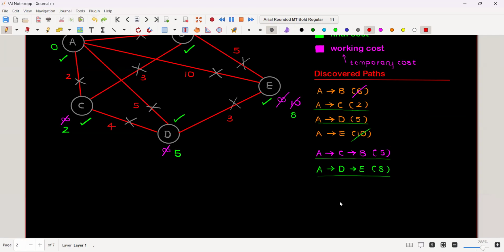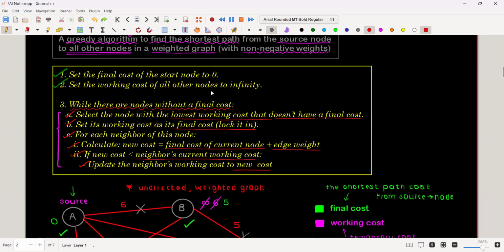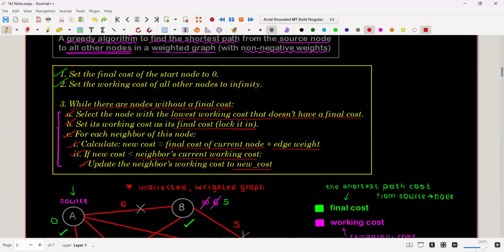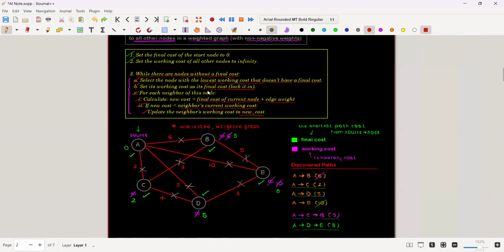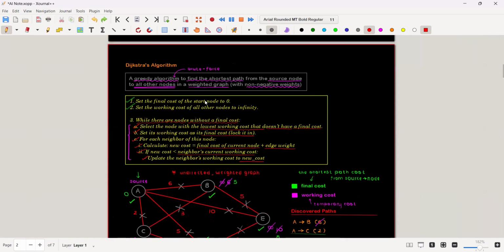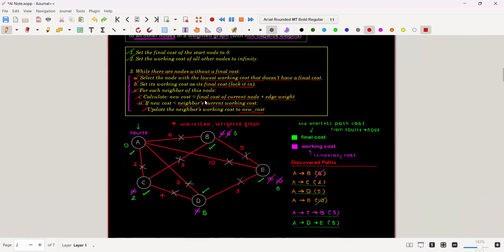This concludes Dijkstra. Try to go through this algorithm once again if you want to look at the specifics, but it is essentially the exact same thing I explained here when I did it on this diagram. So hopefully this makes sense to you guys. If you have any questions as usual, please let me know.